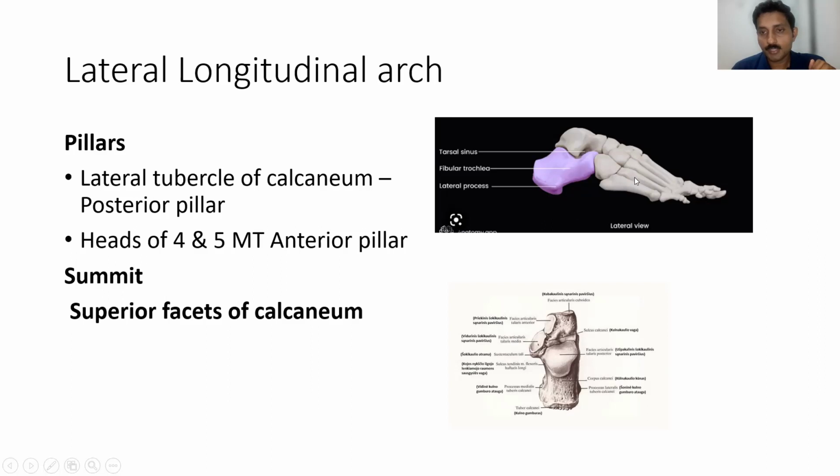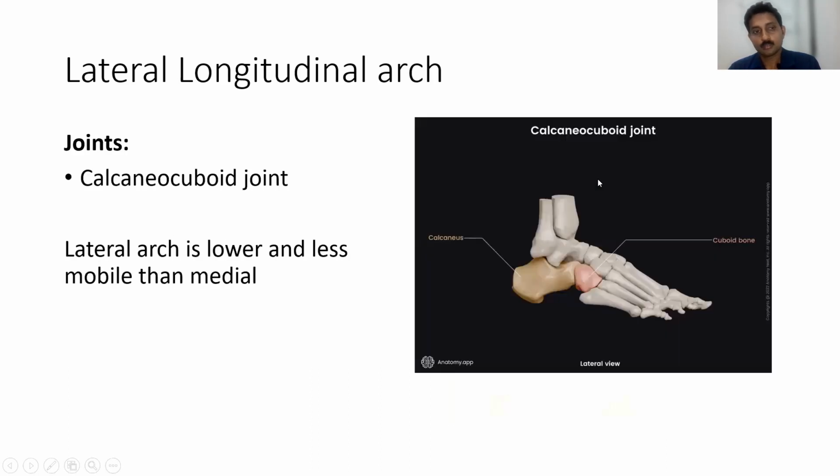Anterior pillar, what is the bone which is touching here? Leave the phalanges. We are talking only about the arches. What are they? The fourth and fifth metatarsal. The heads of the fourth and fifth metatarsal form the anterior pillar. What is the summit here? Cuboid bone. Sorry. So summit is the cuboid bone and joint.